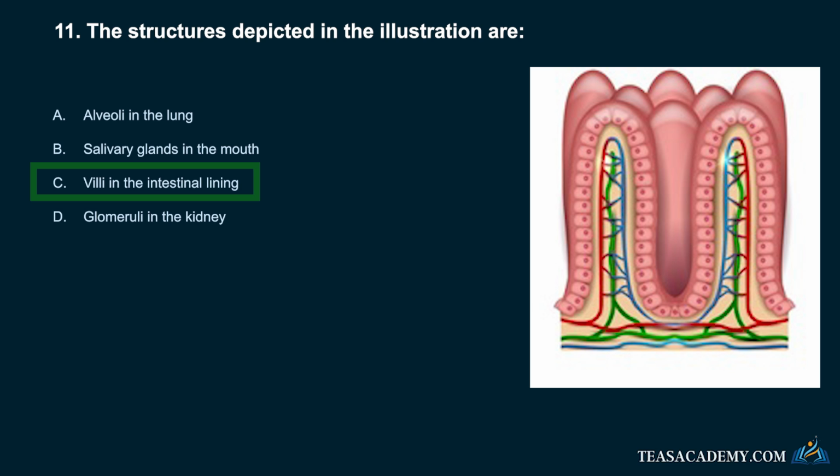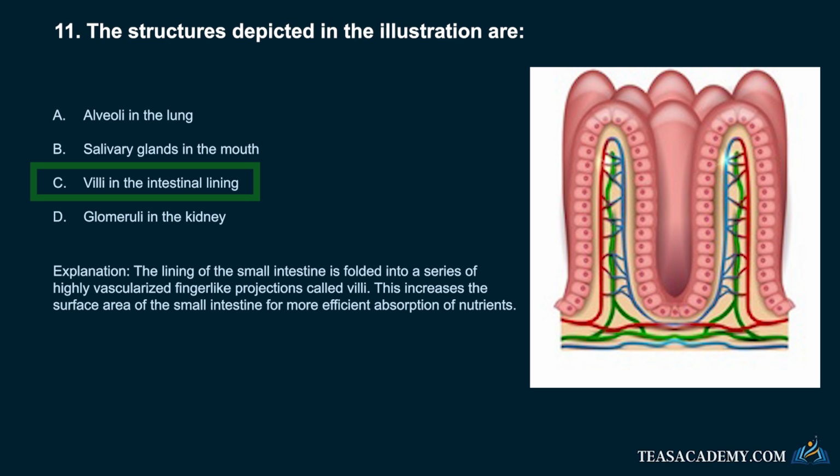Correct answer, C. Villi in the intestinal lining. The lining of the small intestine is folded into a series of highly vascularized finger-like projections called villi. This increases the surface area of the small intestine for more efficient absorption of nutrients.